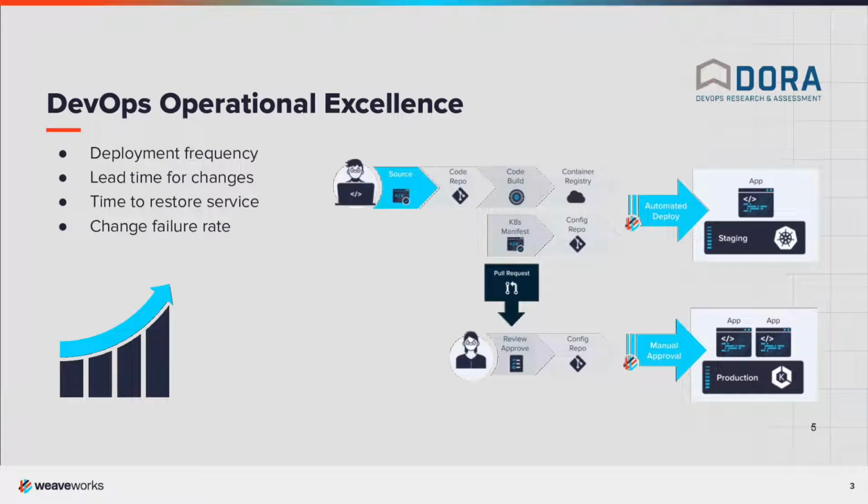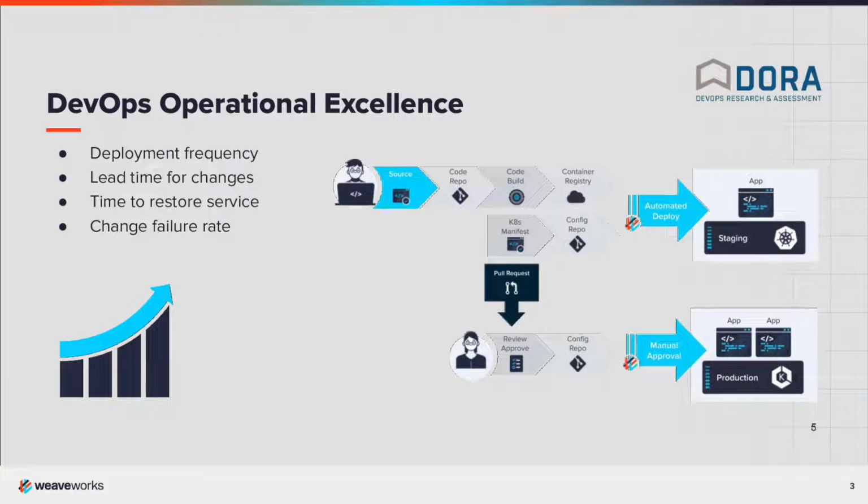The DORA State of DevOps reports draw a clear correlation between DevOps excellence and enterprise performance. Multiple deployments per day into production with a lead time of less than an hour, with less than 15% of those deployments requiring to be rolled back. In the event of a rollback, service is restored in under an hour. To achieve this level of performance, automation is a must.